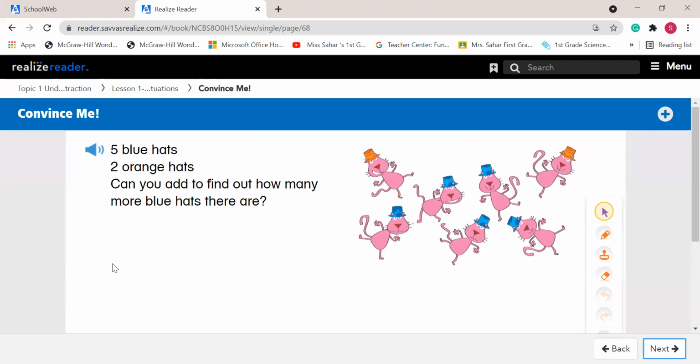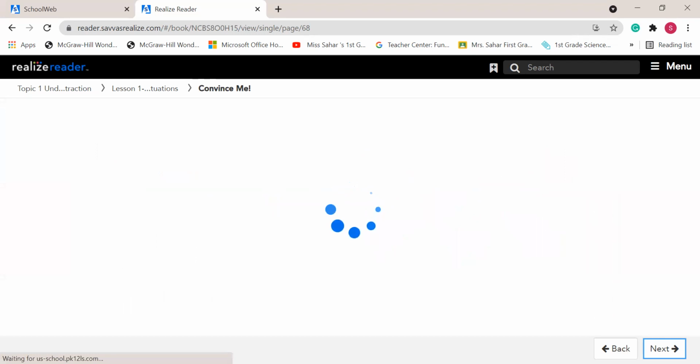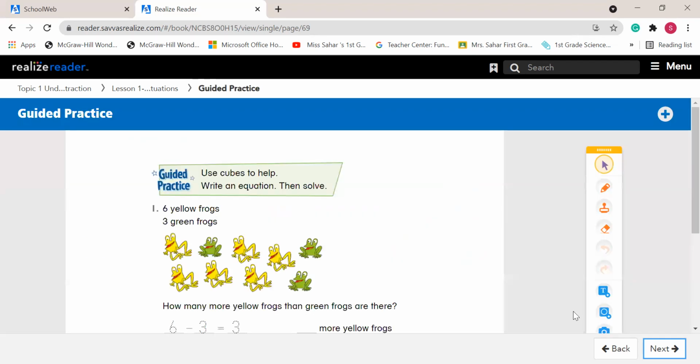So can we add? Yes. If I do first the 5 blue hats, take away the 2 orange hats, I will have the difference 3. So if I add the 2 and the 3, it will give me the total of the blue hats. So 2 plus 3 equals 5. Or even if you say 3 plus 2 equals 5. Next.